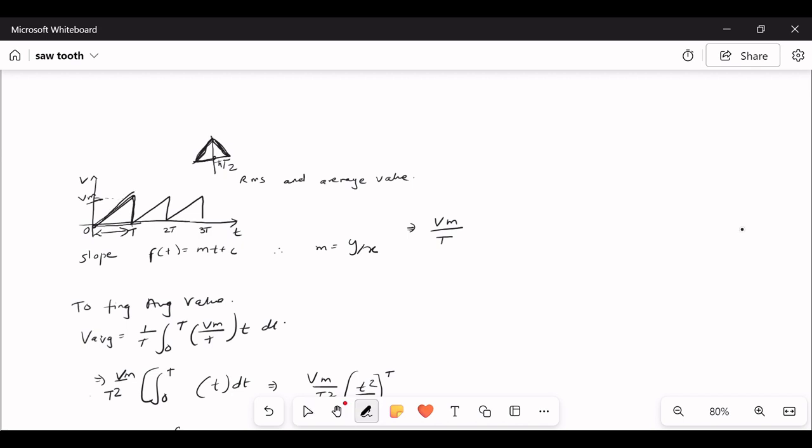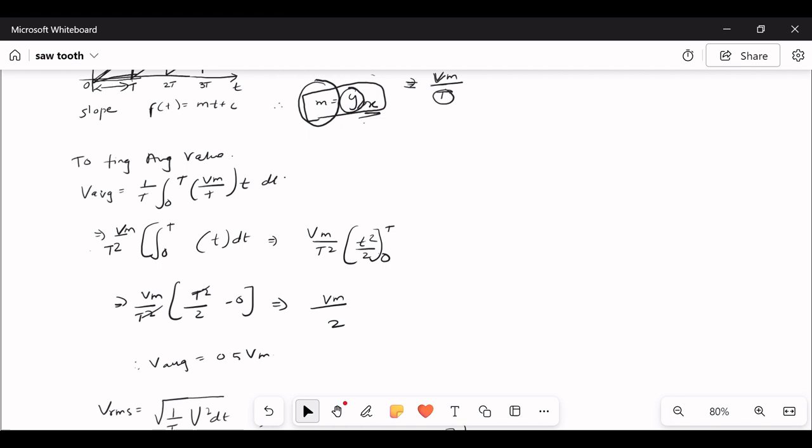For the slope we know the formula: slope is equal to the value of the y-axis divided by the value of the x-axis, y by x. The value of the y-axis is maximum voltage Vm and the value of the x-axis is 0 to T, that is written as T. So for this waveform we integrate the slope in the time period T.